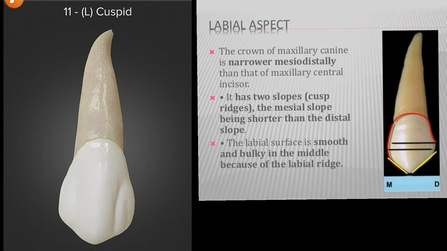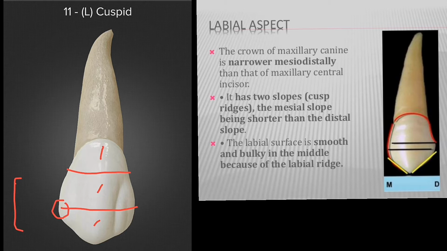And the mesial contact area lies at the junction of the incisal and middle third. So just like in the central incisor, if we divide the crown into three equal parts, this is the cervical third, this is the middle third, and this is the incisal third. So on the mesial side here, the mesial contact area lies at the junction of incisal and middle third. So this is the junction of incisal and middle third.